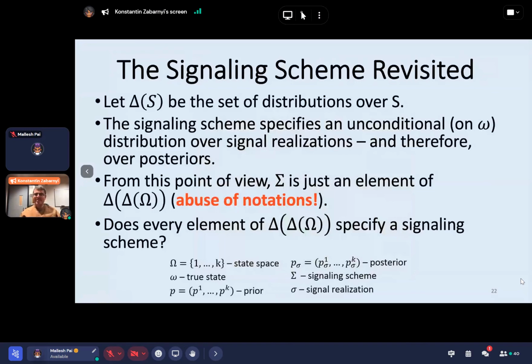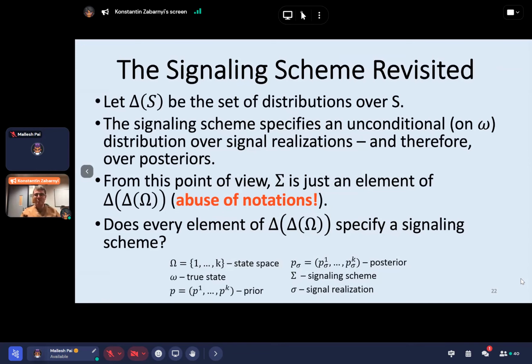So let's revisit the Zabarnyi scheme compared to what we've thought about it by now. As is standard, for any set S, we denote by delta of S the set of all distributions over the elements of S. Note that a Zabarnyi scheme, being a randomized mapping from the states to distributions over signals, in particular also induces a single unconditional, over the state, distribution over signal realizations, and therefore also over posteriors.